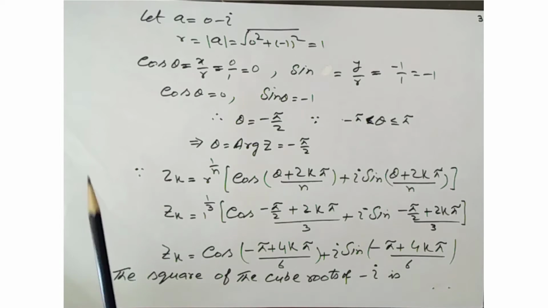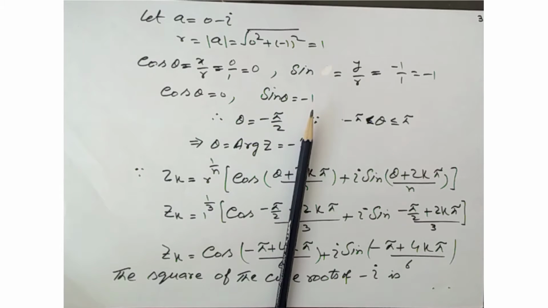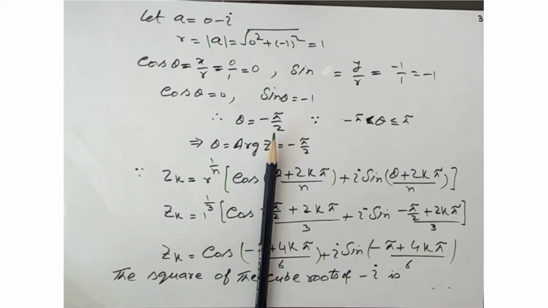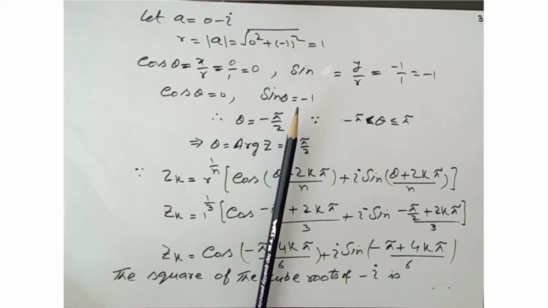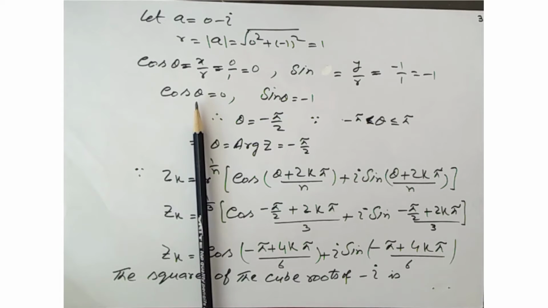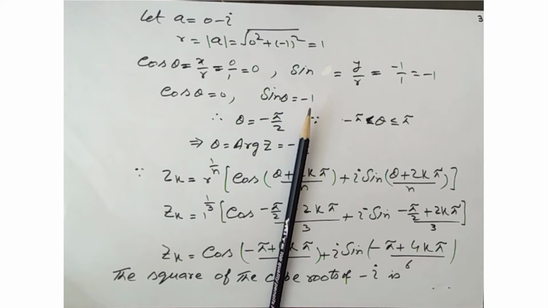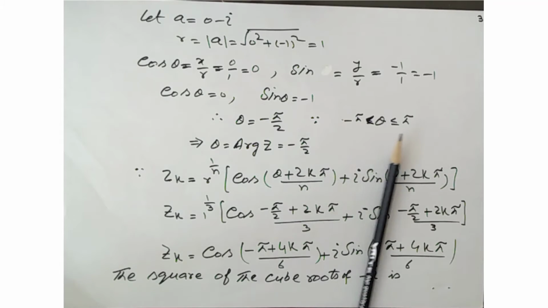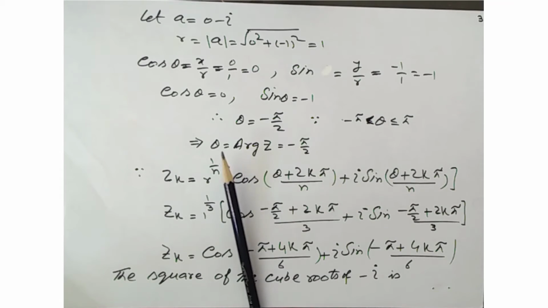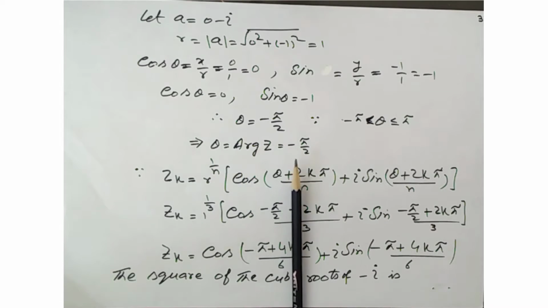Now cos theta equals 0 and sin theta equals minus 1. Theta equal to minus pi by 2 satisfies these two equations. cos of minus pi by 2 equals 0, and sin of minus pi by 2 equals minus 1. So this value of theta, minus pi by 2, satisfies this relation. This is a condition on the argument of z. So this theta becomes the argument of z, and it is equal to minus pi by 2. This is the general formula to find the roots of the equation.